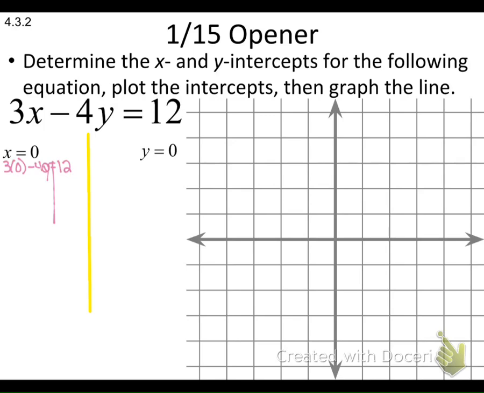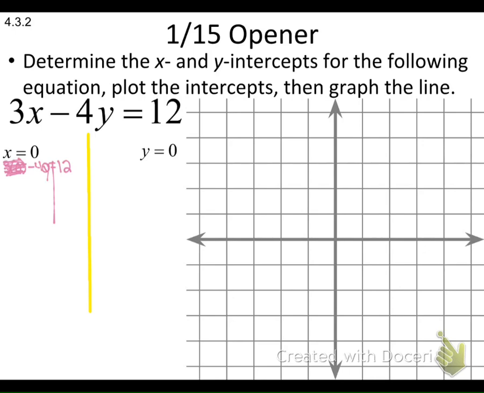Now, anytime a number is times 0, it's going to equal 0. So I'm going to go ahead and get rid of that 3 times 0. And then I'm just left with negative 4y equals 12. Now, my goal is to get that y by itself so that I can solve for y. How do I get the y by itself?